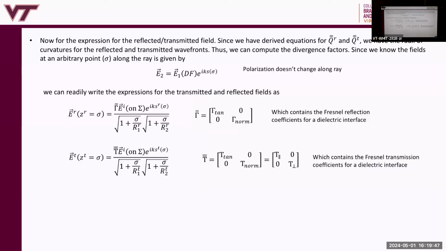And then for the transmitted field, we have T dotted with the incident. This should be a dot product, really, right? That's bad. There should be a dot product. So there are a couple typos today. And the T matrix is now the Fresnel transmission coefficients for a dielectric interface. Plane wave Fresnel reflection, plane wave Fresnel transmission coefficients for a dielectric interface, right? Okay, good. Very nice.